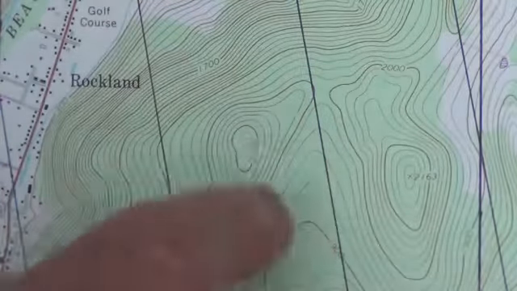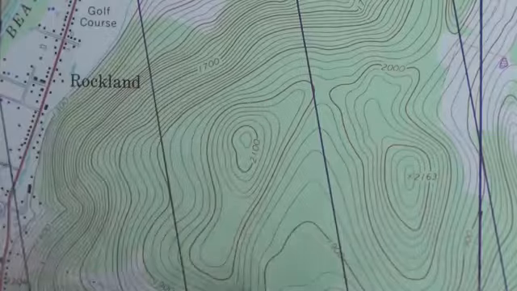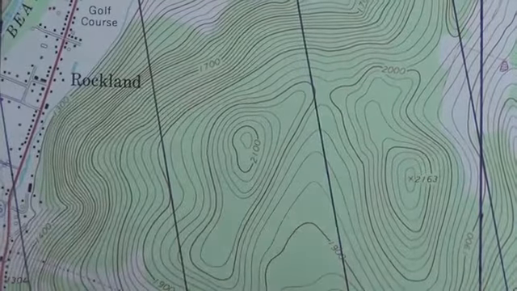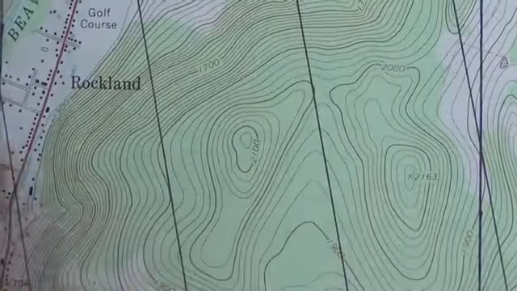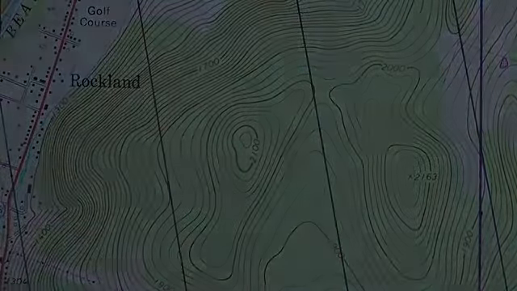Now we'll go back to this hourglass shape or this peak. You'll notice if you had to pass through this topography here that it would be much easier to go through here than it would be to go through here.